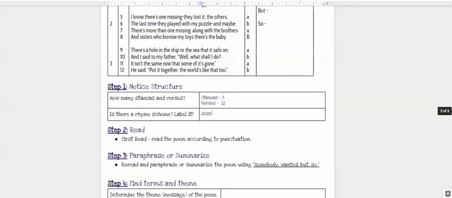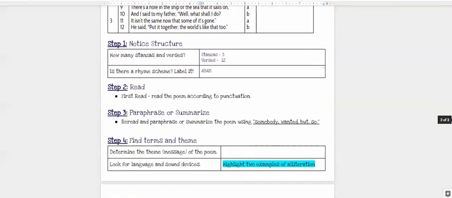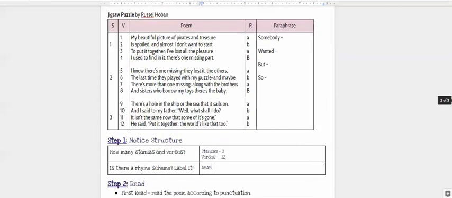Step 2 is read the poem. First, read the poem according to punctuation. Okay, so here we go. My first read on this poem. Jigsaw Puzzle by Russell Hoban.